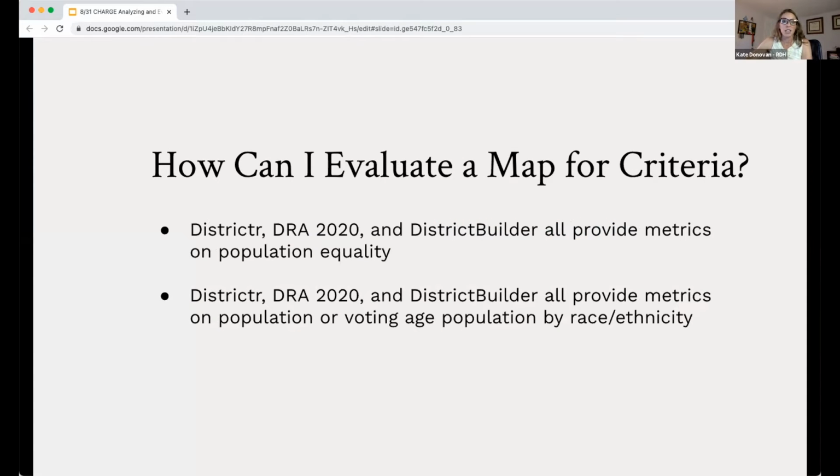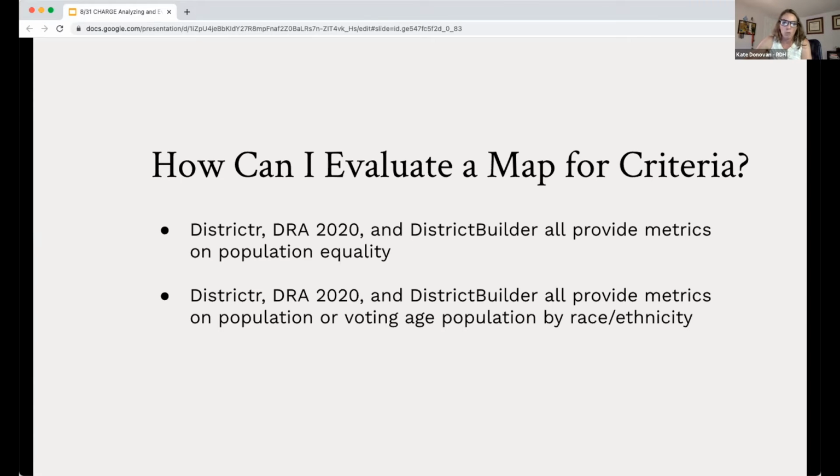So given the criteria in your state, how can you evaluate a map to see whether it is legally compliant? I'm going to focus now on just the free tools that have metrics for analysis, in particular Districtor, DRA 2020, and District Builder, but also Plan Score when it comes to partisan gerrymandering. And at the end, I'll show you very quickly how you can consider other mapping tools and find out whether it has the metrics that you need.